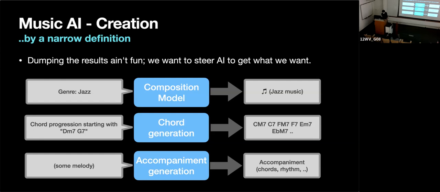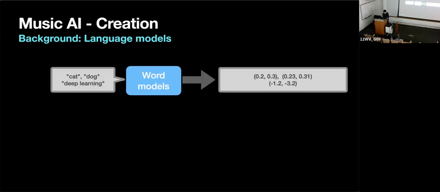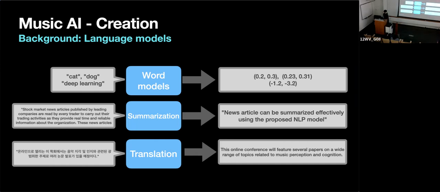And so, to understand the creation part, we will talk a little bit about language models, which is the topic, I believe, of this class. So you should just know everything that I will introduce, so I'll be very quick, things like word embeddings, text summarization, and machine translation. Those kinds of tasks are quite similar in some sense to what we do in music AI creation.